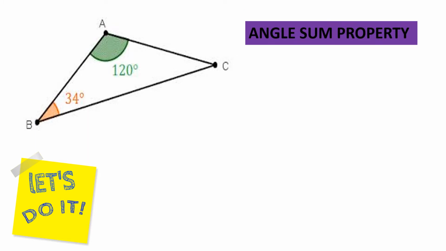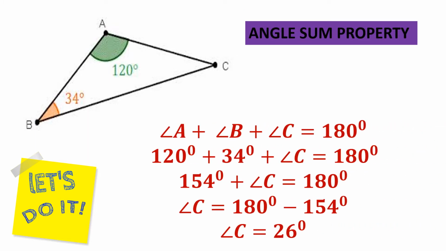So angle A plus angle B plus angle C will be equal to 180 degrees. And you have substituted the value of angle A and B. Adding those two, you get it as 154 degrees. Then subtracting it from 180, you get the value of angle C as 26 degrees. So we have discussed exterior angle property and angle sum property in the previous classes, and we have solved the problems of worksheet 1 and 2 based on them.